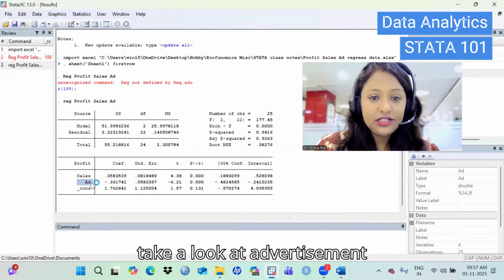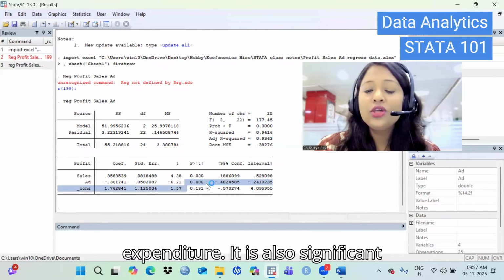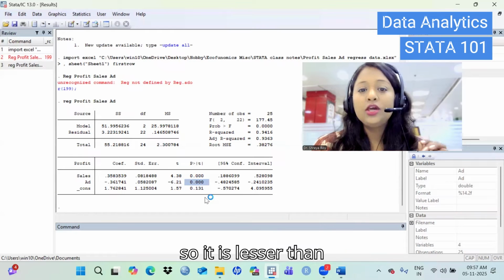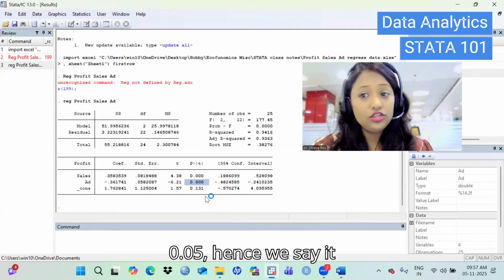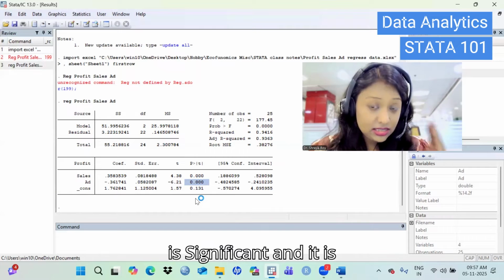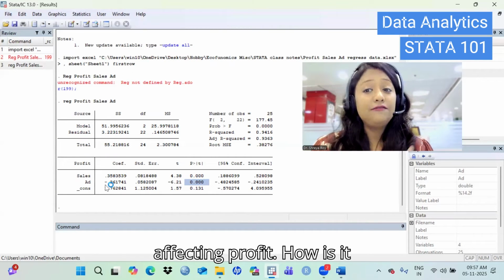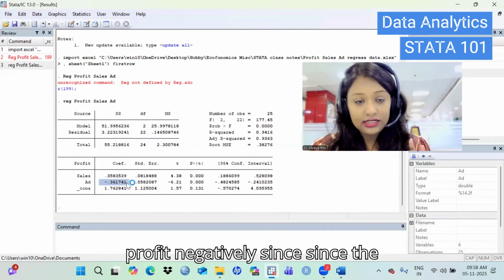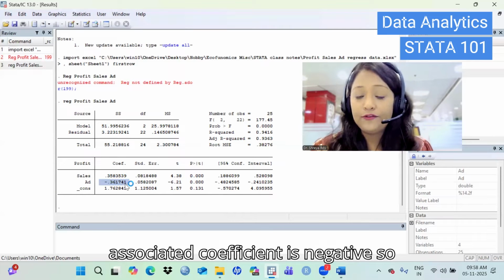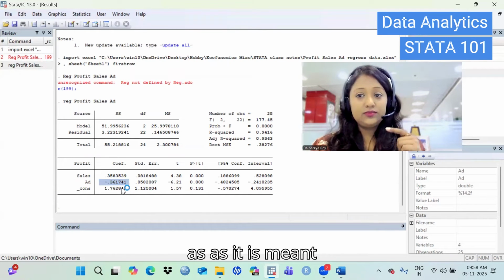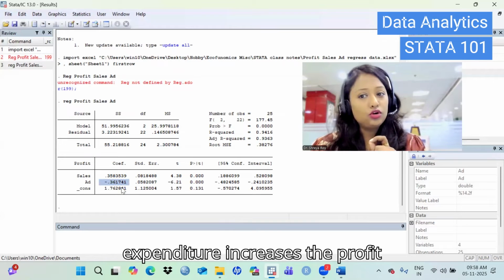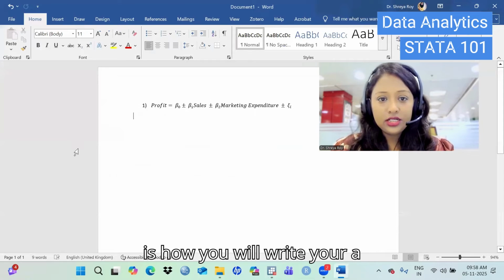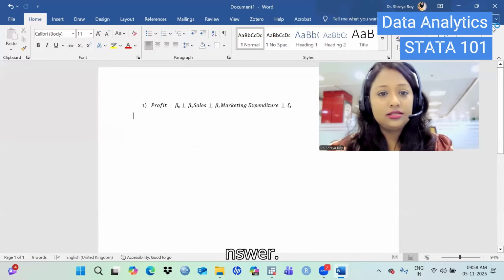Let's take a look at advertisement expenditure. It is also significant at the 99% confidence level. It is lesser than 0.05. Hence, we say it is significant and it is affecting profit. How is it affecting profit? It is affecting profit negatively since the associated coefficient is negative. So as advertisement expenditure increases, the profit decreases. This is how you will write your answer.